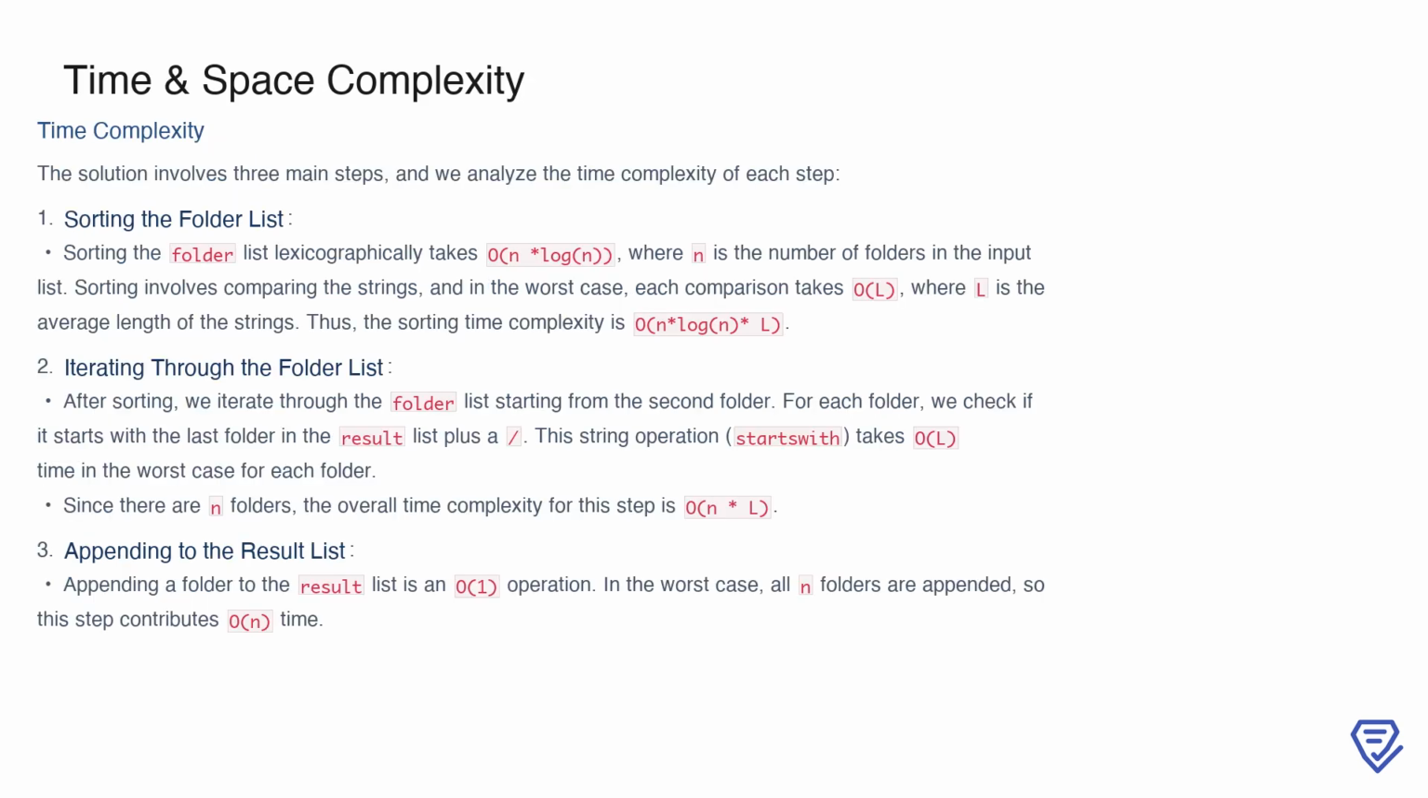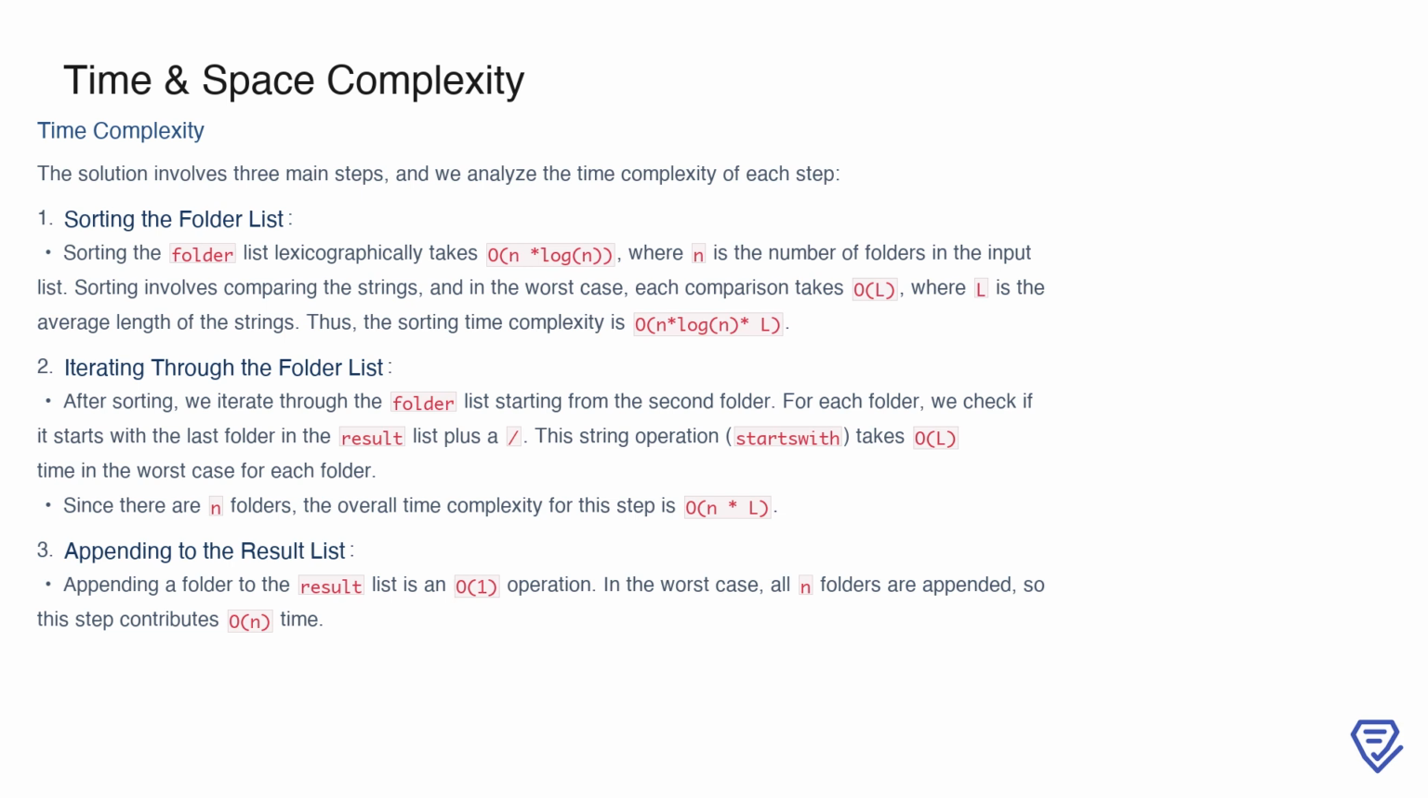To analyze the time complexity of our solution, we break it down into 3 key steps. First, sorting the folder list lexicographically. Sorting involves arranging the folder strings in order, and this step takes O(n log n) operations, where n is the number of folders. Since the comparison of strings during sorting can take up to O(L) time, where L is the average length of the folder names, the overall complexity for sorting becomes O(n log n * L).